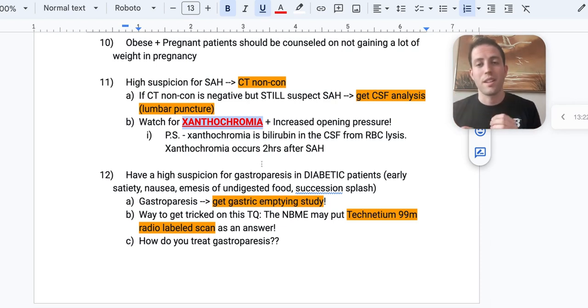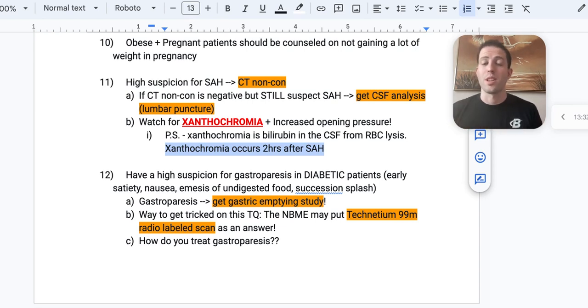If it's been at least 2 hours since your subarachnoid hemorrhage, you're generally going to be able to start seeing the early signs of xanthochromia. And pretty much after 12 hours, it's generally accepted that 100% of these patients will have xanthochromia present. It's basically the most sensitive indicator in the CSF.